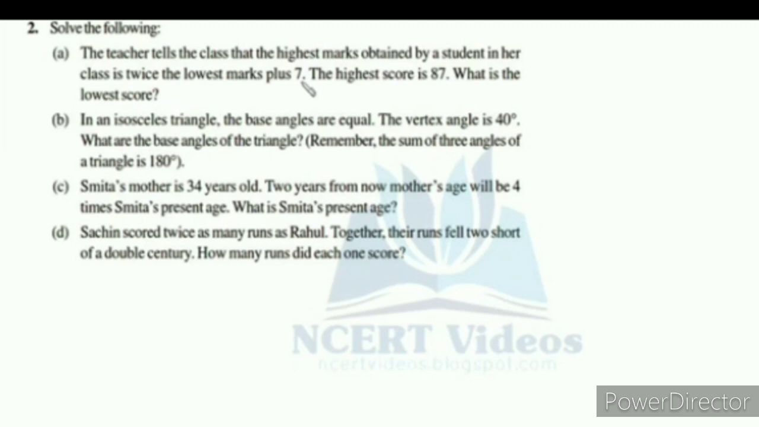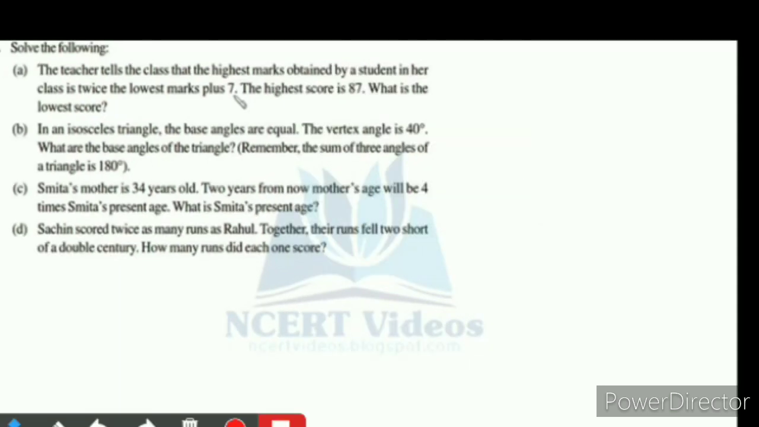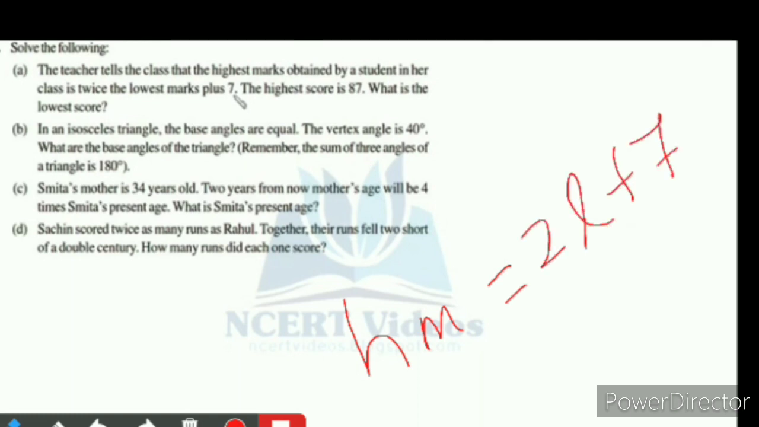In this question, in a classroom, for example, periodic assessment marks, there will be a lowest and highest mark, isn't it? If we collect all the students' marks, we will have lowest and highest marks. These two have some relation. According to this question, the highest mark is equal to 2 times lowest mark plus 7.